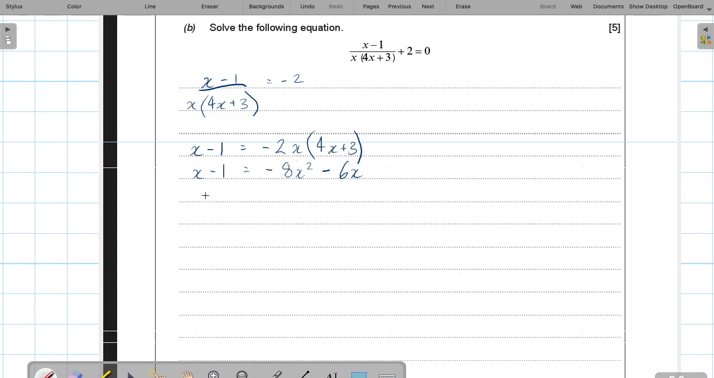by 8x squared. So that gives me 8x squared this side plus x minus 1 equals minus 6x. And I'm going to add 6x to both sides. So I'm going to have 8x squared plus 7x now, because I've added 6x to both sides. Gives that, so that's equal to 0.